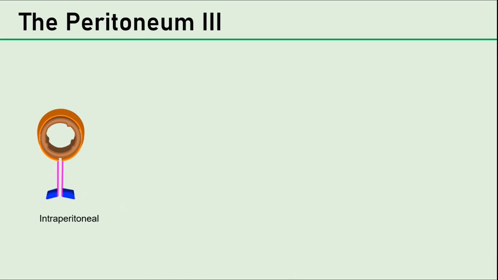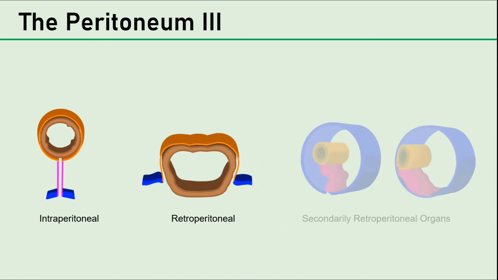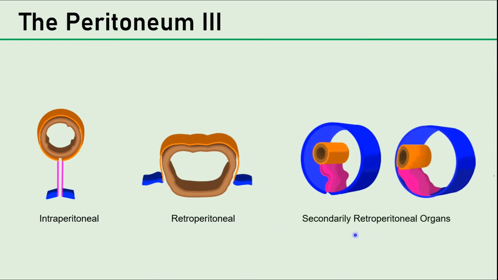But we also have retroperitoneal. So these are the ones that are just stuck to the back wall and only have the visceral peritoneum on the anterior side, so on the front, and then back to parietal peritoneum. Or we can have secondarily retroperitoneal. So these are ones that were developed in utero as retroperitoneal, but then they've stuck to the outside wall again. So they've stuck to the parietal wall, so they don't have a mesentery.